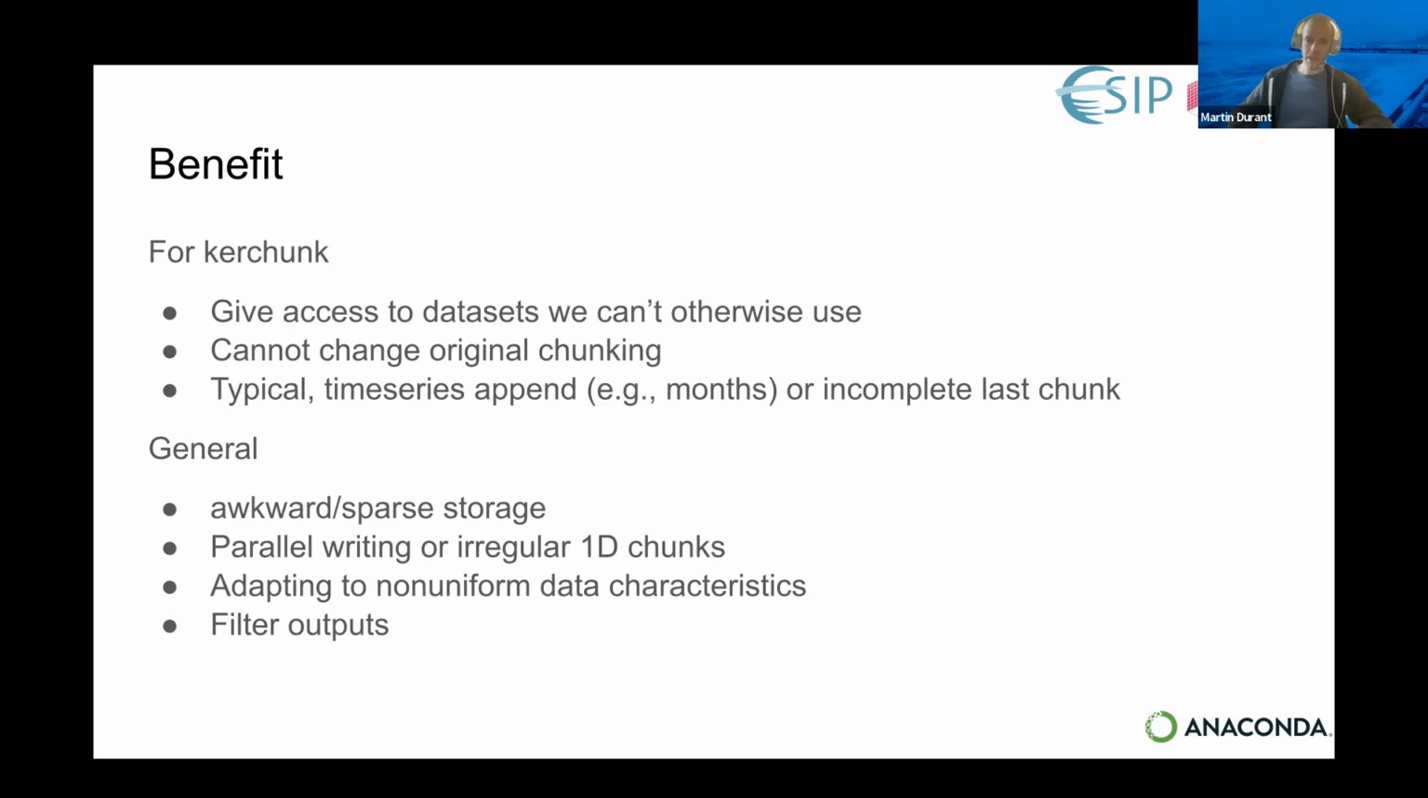And finally, this is kind of the same as the irregular chunks for sparse storage. If you have table-like data and you're going to filter it, then you're going to lose some of your rows, which means that you're going to end up with a different number of rows per original chunk. And again, if you want to do this in parallel, that means you're going to need variable chunking.